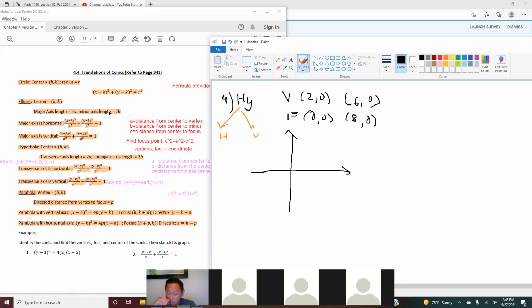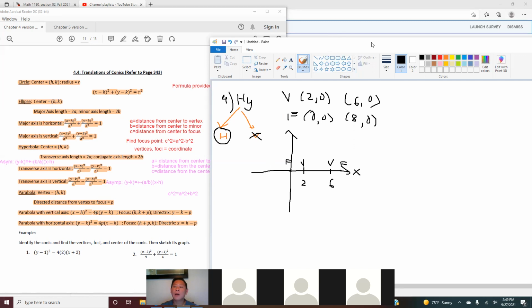Horizontal. 2, 0 is here, 6, 0 is here. This is your vertices. 0, 0 is here, that's your foci. And 8, 0 is here, that's your foci. So everything is on what axis? On the x-axis. So your answer is horizontal, not vertical.